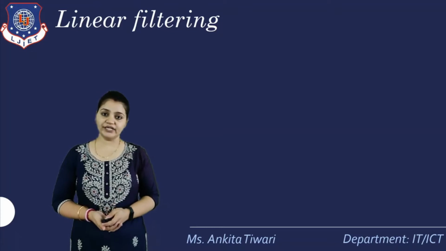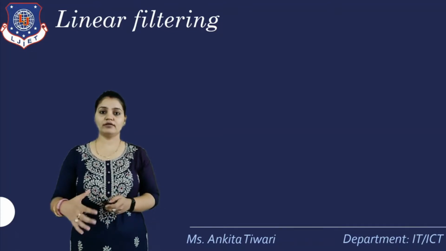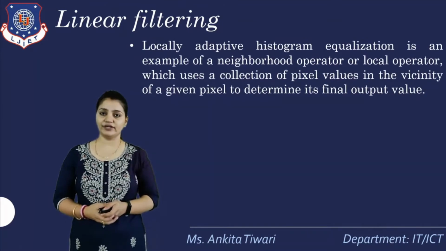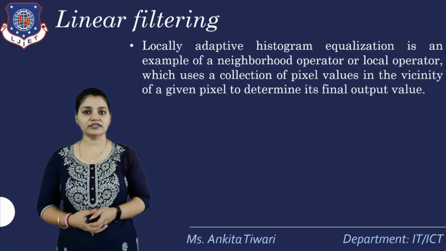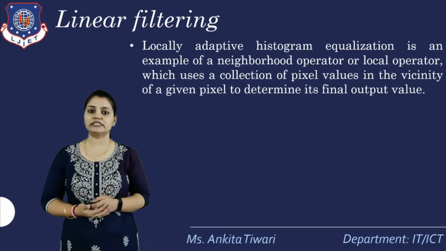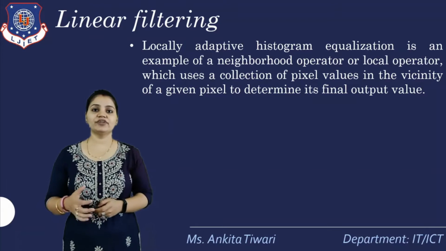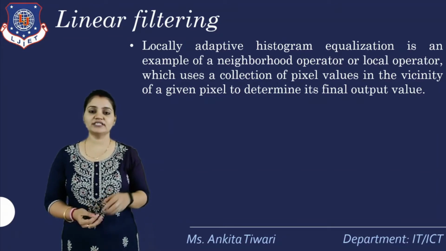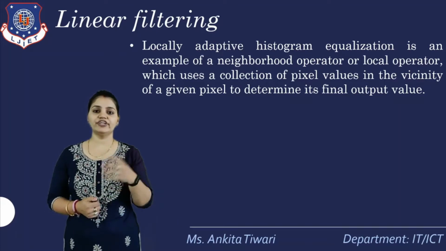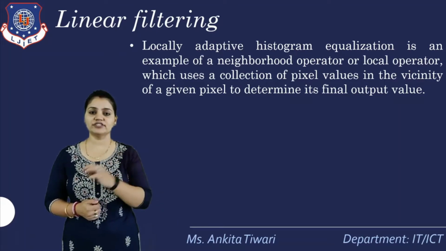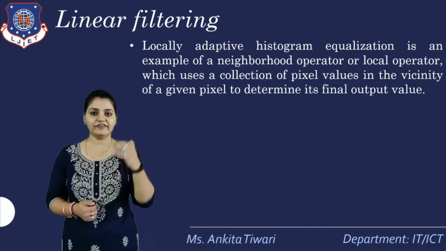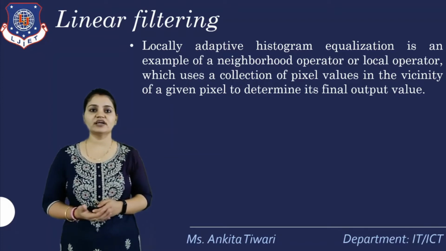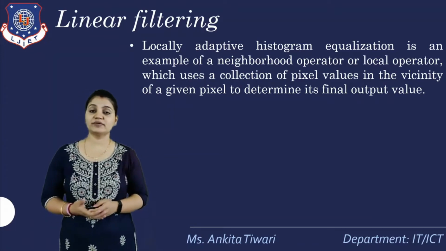With respect to the filtering process, that means filtering the image, many types of filtering are done. Today we'll talk about linear filtering, what it is. Locally adapting, that is histogram equalization, which we already learned in the last lecture, is an example of the neighborhood operator or local operator, which uses a collection of pixel values in the vicinity of a given pixel to determine its final output value.